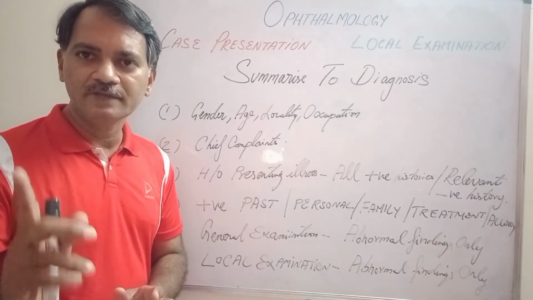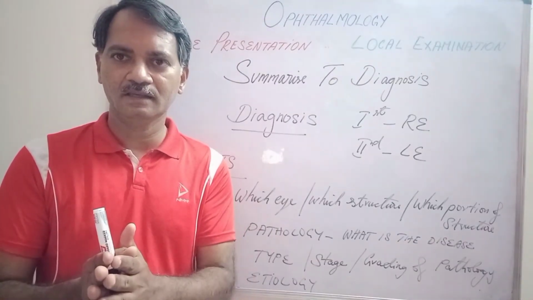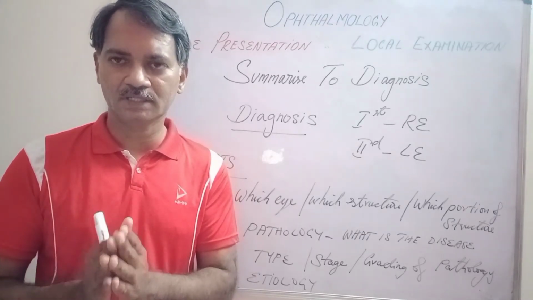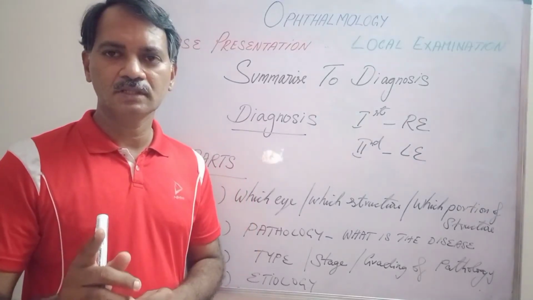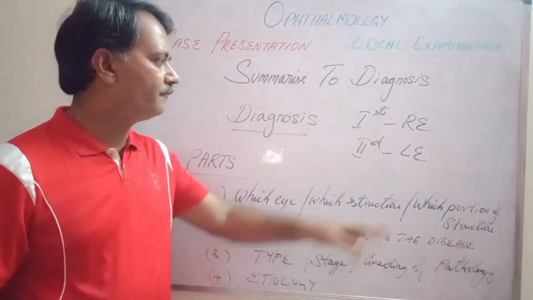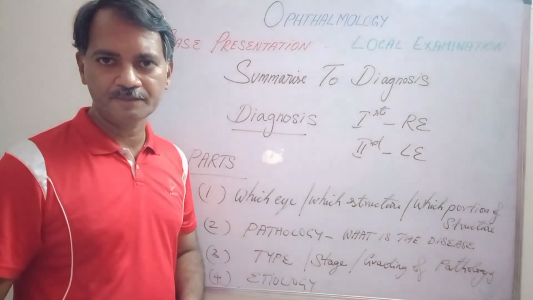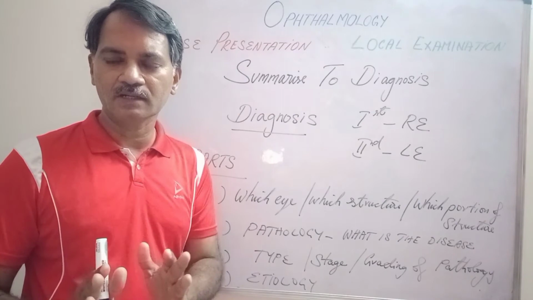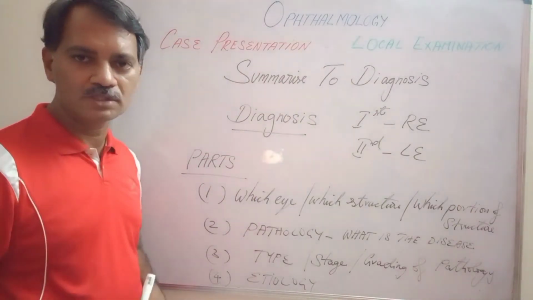After doing this, we have to go to the diagnosis. Once we have summarized the particular case properly, now it is our turn to tell the diagnosis. Diagnosis, there is a protocol to be followed. The diagnosis for the right eye has to be told first, followed by the left eye. While telling the diagnosis, we have to make sure the following 4 parts are present in the diagnosis.